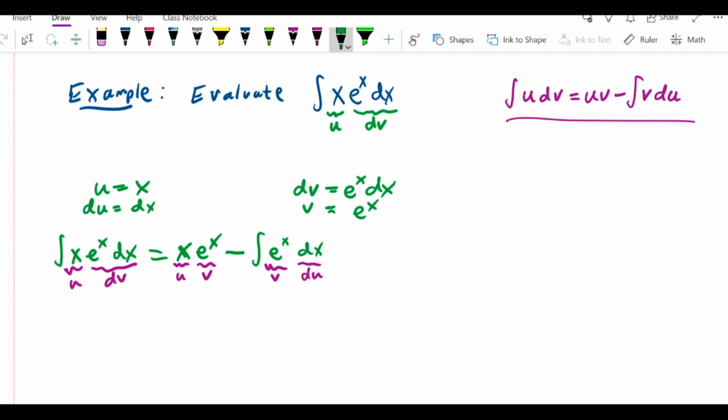So now all we have to do is get an actual answer to the integral of e to the x dx, but that's easy because e to the x is its own antiderivative. So this is just equal to x e to the x minus the antiderivative of e to the x, which is e to the x, and then finally the hardest part of the problem, plus C.